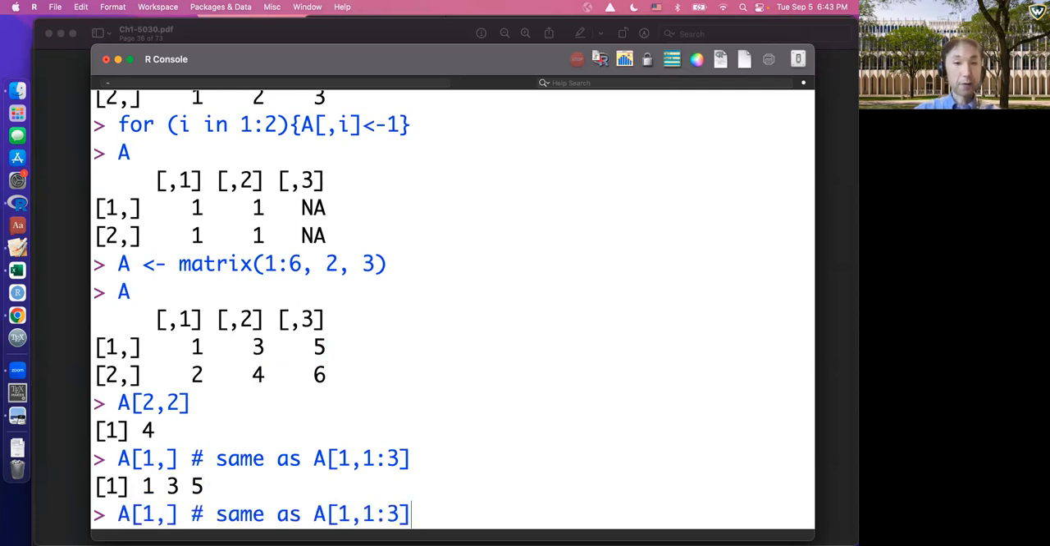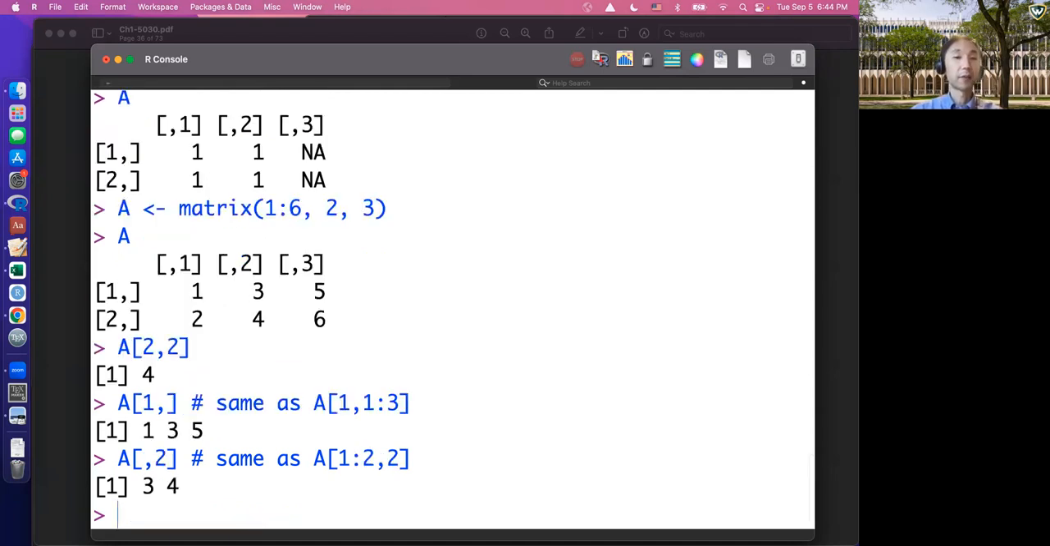And the same thing for rows. If you just specify the second column, it selects all rows. We have 2 rows, so this. But actually, R does not distinguish row vector and column vector.